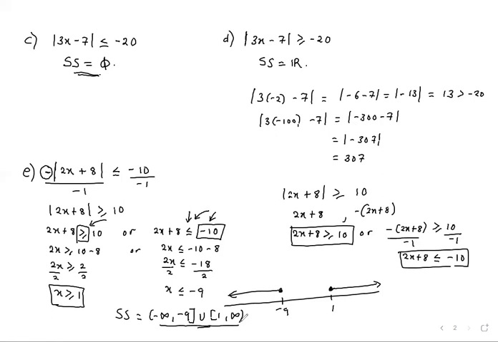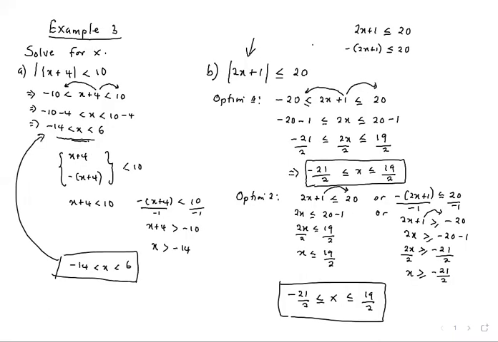So when I have greater or equal to with the modulus, I expect to get my solution as the union of two intervals. If I have less or equal to, you get one interval of this form.